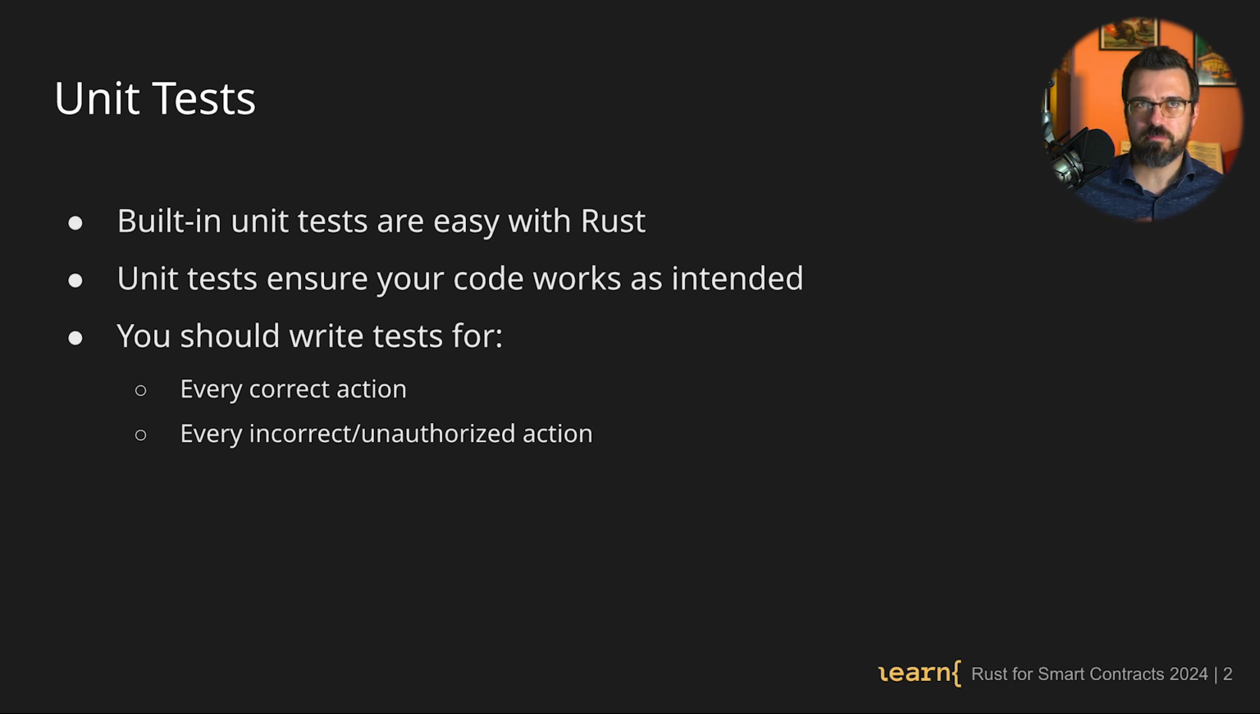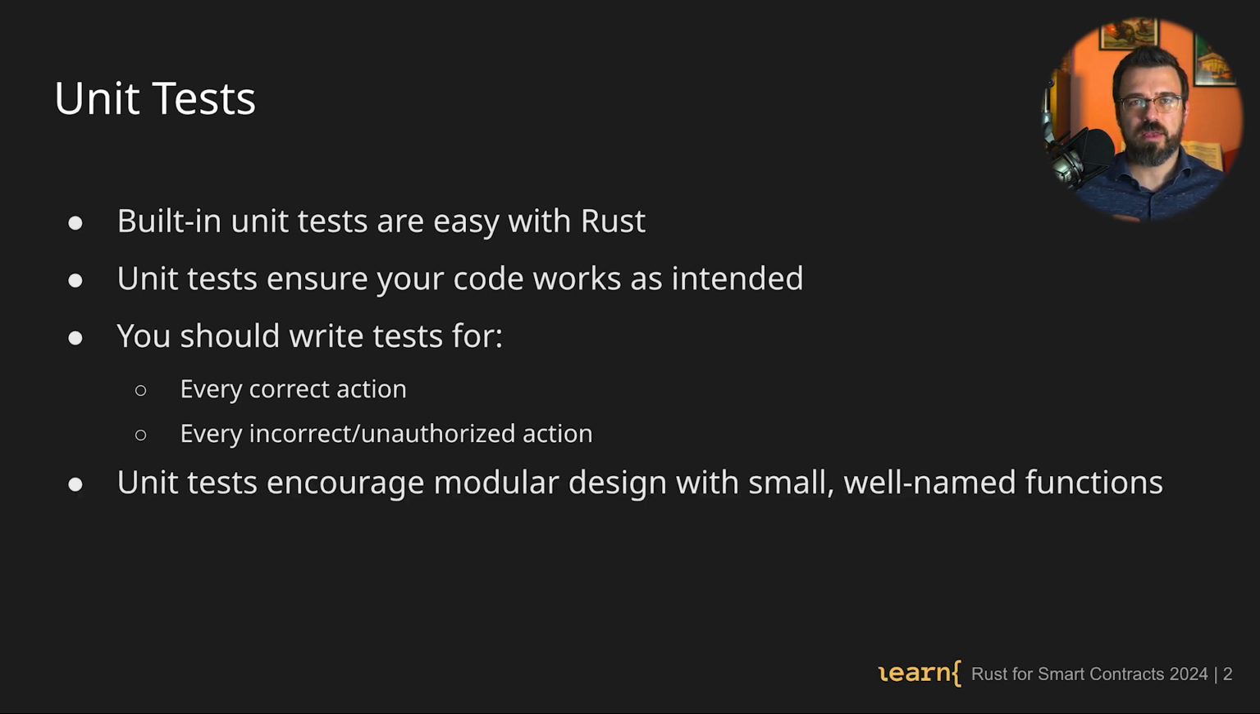But every clearly incorrect action, such as sending funds when you have 0 funds, or sending funds to an unauthorized address, or sending funds without the requester, the actor, being authorized to send those funds. All of these potential unauthorized or error states should also be tested. And I'm glad that unit tests are such a core part of Rust and smart contract development because they encourage clean coding. They encourage a modular design with small functions that do one thing.